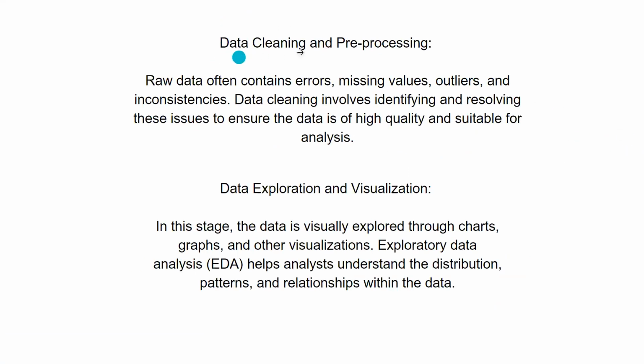Then you've gotten the data, and now you're cleaning it and pre-processing it. That's where raw data is. We get rid of the errors. We find how to replace any missing values. We look through to see the outliers, those that are really out of range. Sometimes you might need to remove them, sometimes you keep them in. It depends on what question you are trying to answer. Then we look for inconsistencies as well. So data cleaning involves identifying and resolving issues to ensure data is of high quality and suitable for analysis.